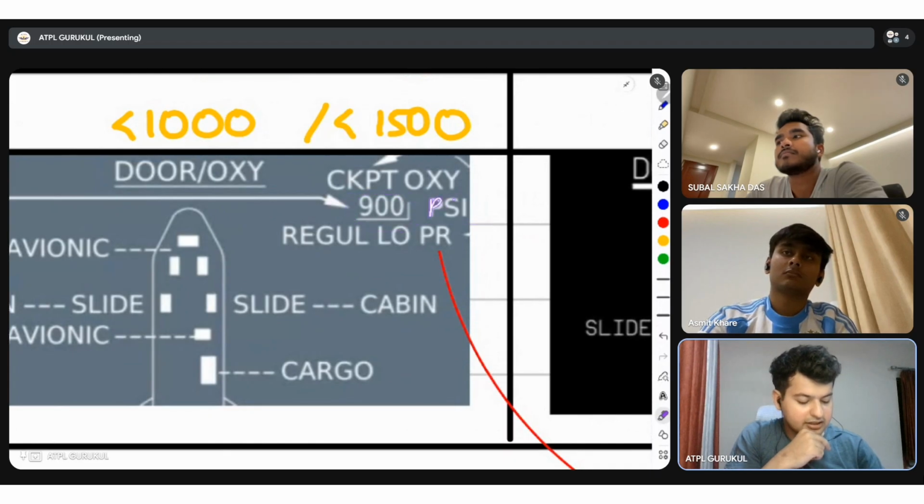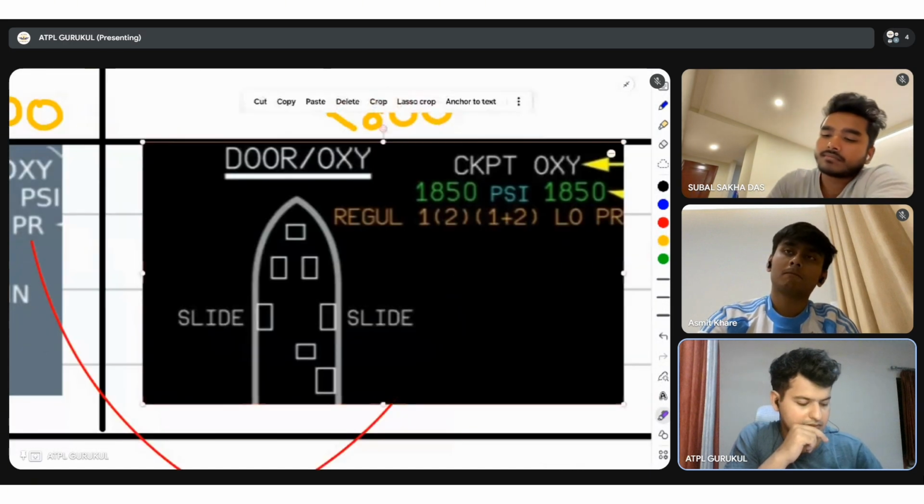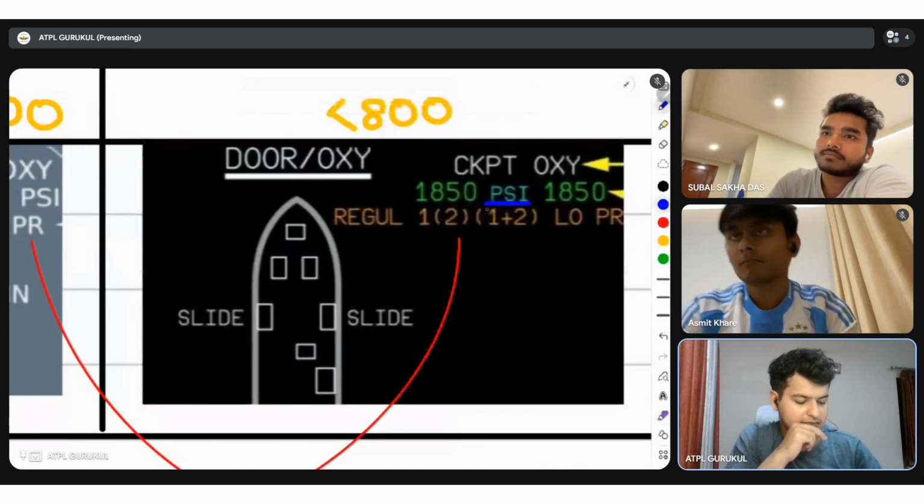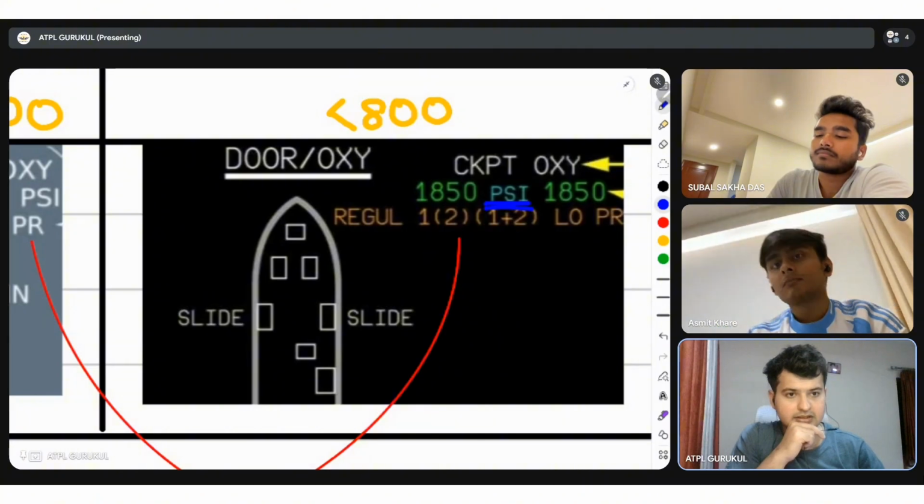ये PSI कौन से कलर में आता है बताओ? ECAM में अगर कभी भी आपको कोई भी यूनिट दिखे ना, any unit is blue in color, like this. This is blue in color. Clear?